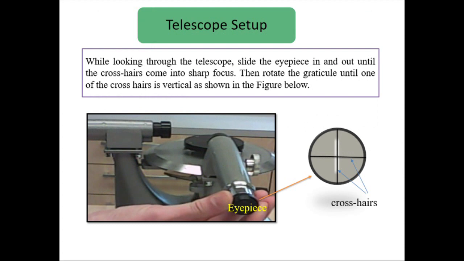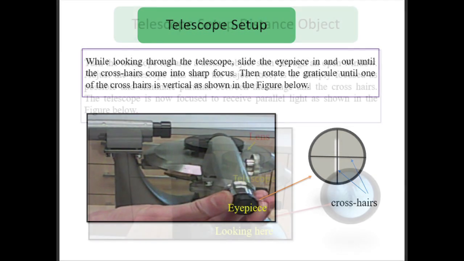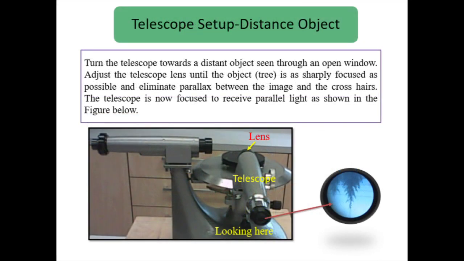While looking through the telescope, slide the eyepiece in and out until the crosshairs come into sharp focus. Then, rotate the graticule until one of the crosshairs is vertical, as shown in the figure below. Turn the telescope towards a distant object seen through an open window. Adjust the telescope lens until the object, I chose the tree, is as sharply focused as possible and eliminate parallax between the image and the crosshairs. The telescope is now focused to receive parallel light as shown in the figure below.